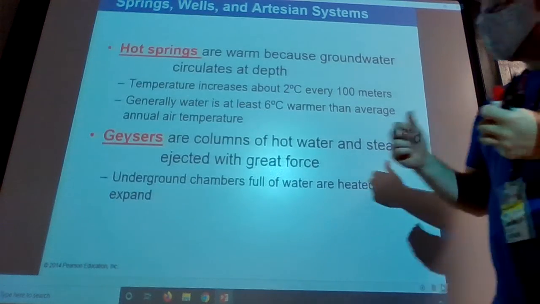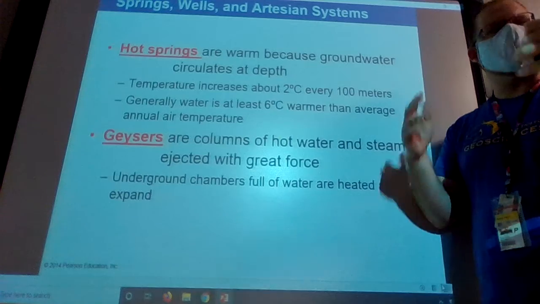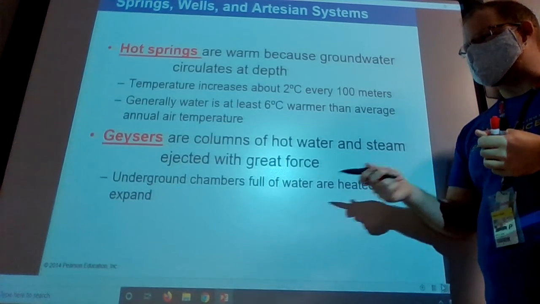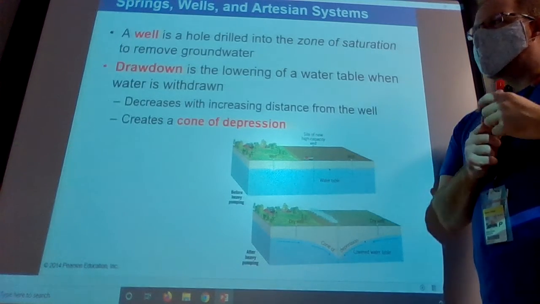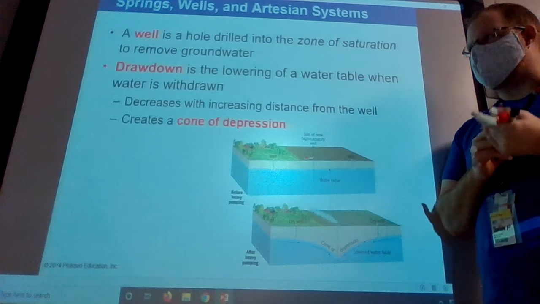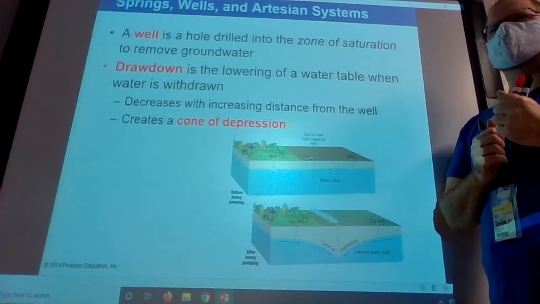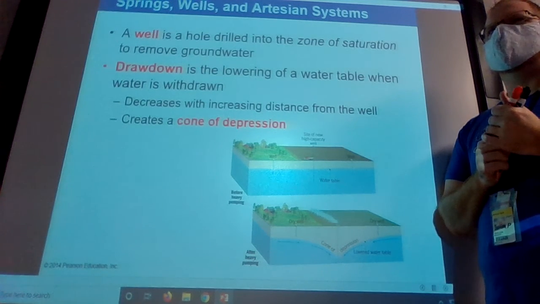And basically, your water heats up until it has enough pressure in it that it shoots out of a weakness in the rock above it. And so you have to have a chamber under there. It's got to get filled up and kind of heated up, and then it shoots out. And so there's a lot of geysers in Yellowstone. Or is it Yosemite? It's Yellowstone, yeah. Yosemite is California.